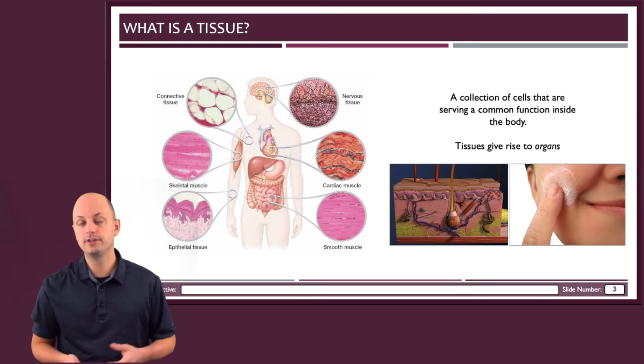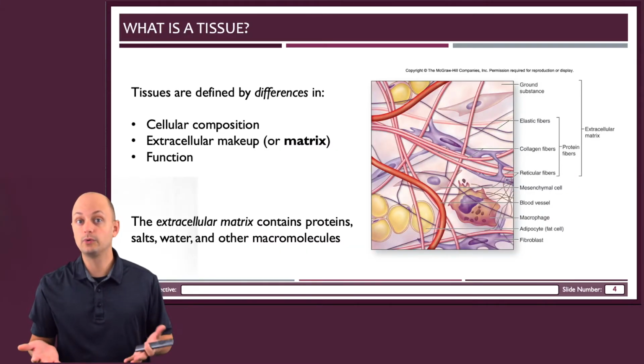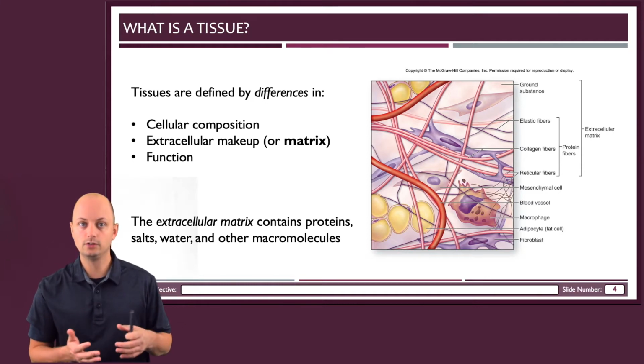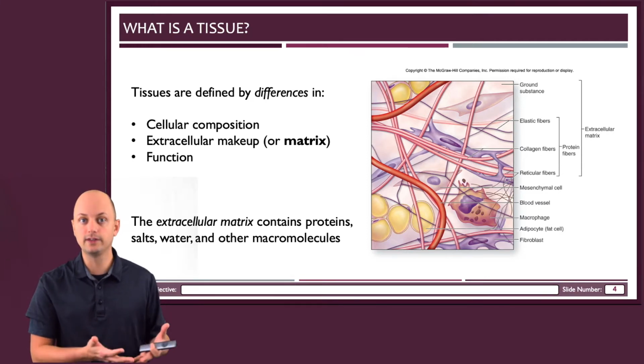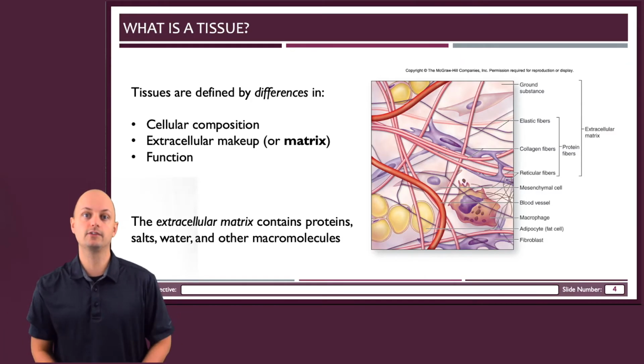Now, each type of tissue is unique in a variety of ways. So, for example, tissues can contain different types of cells. Muscle tissue is made up of muscle cells or myocytes, and nervous tissue is made up of neurons and neuroglia. So there's lots of diversity of cells.